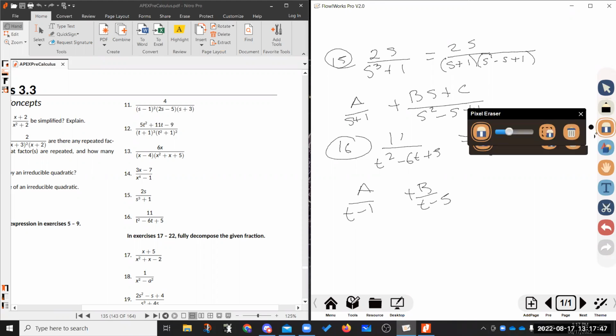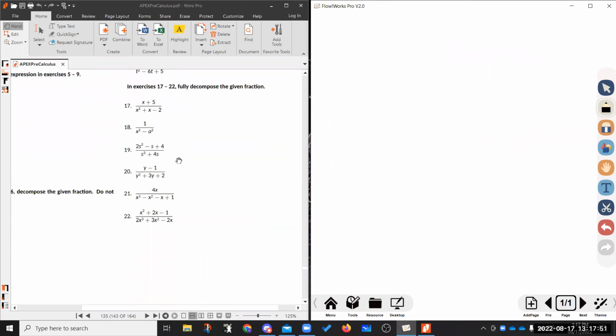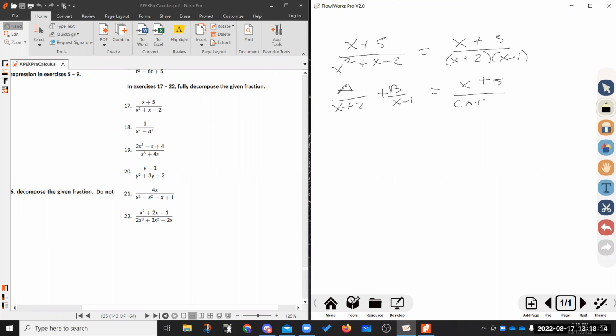Now they want us to give the full decomposition of the fraction like I was starting to do in the first problem. So x plus 5 over x squared plus x minus 2 will be x plus 5 over x plus 2 times x minus 1. That makes this a over x plus 2 plus b over x minus 1 is equal to x plus 5 over x plus 2 times x minus 1.